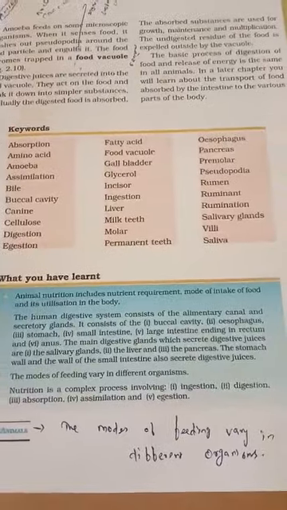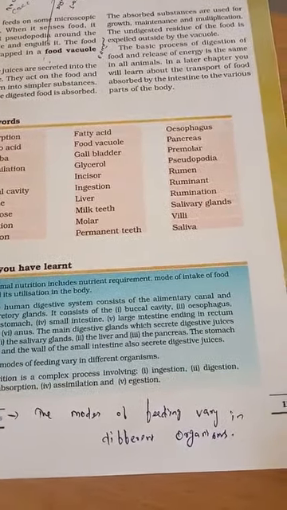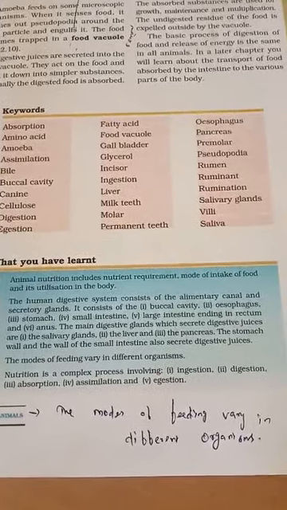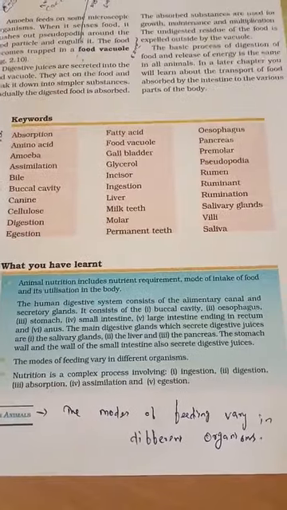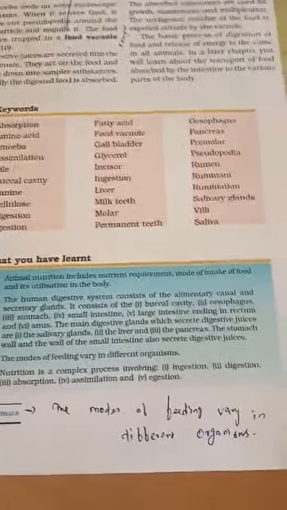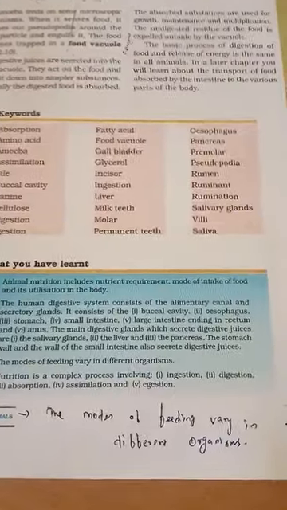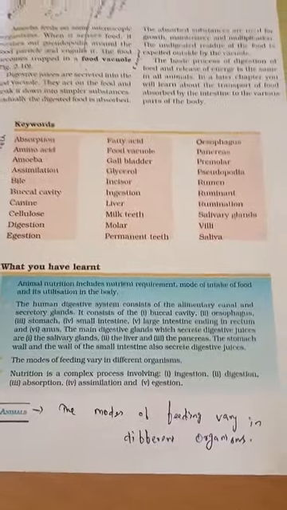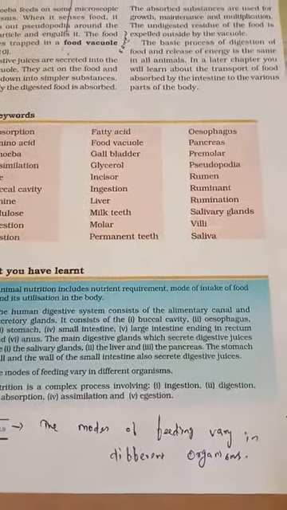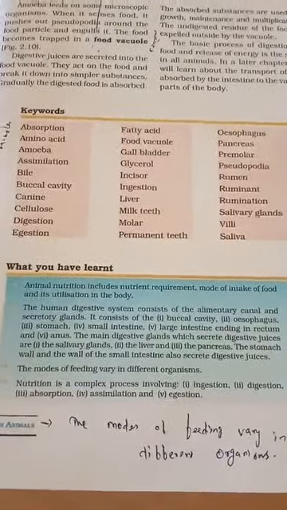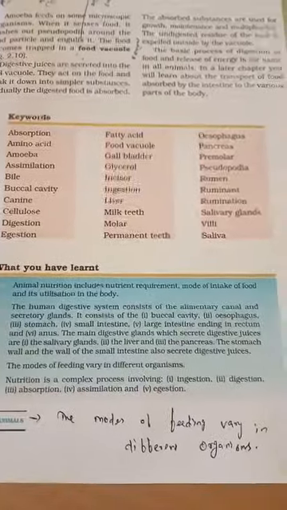Different organisms get food in different ways. Nutrition is a complex process involving ingestion, digestion, absorption, assimilation, and egestion. The first one, ingestion, means the intake of food into the mouth cavity. We take in the food, and the digestive process starts from the mouth region or the buccal region. That is called ingestion.